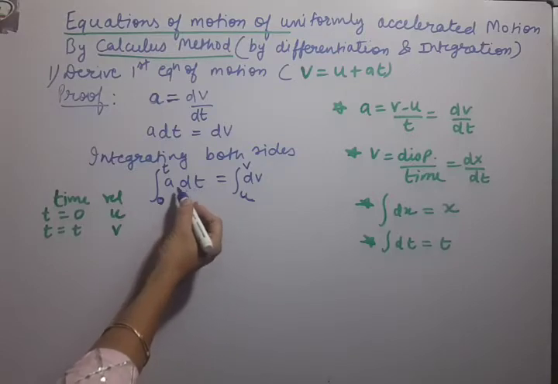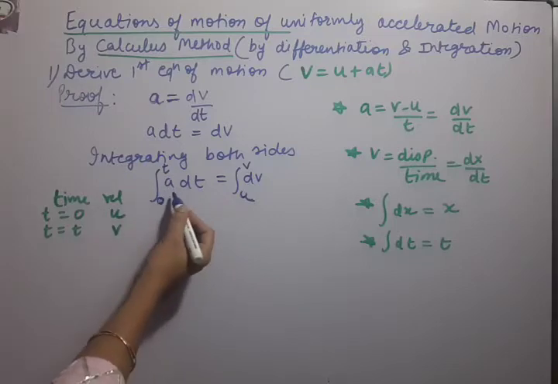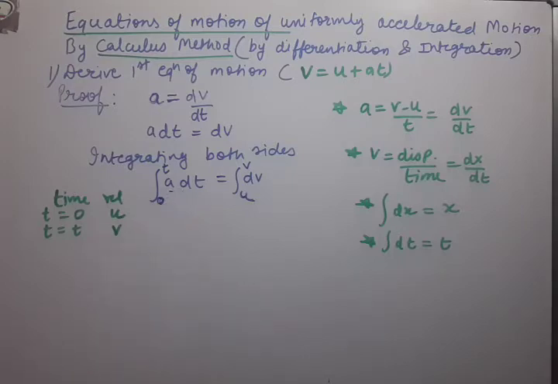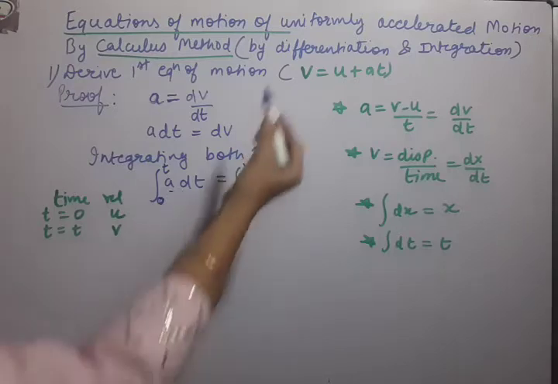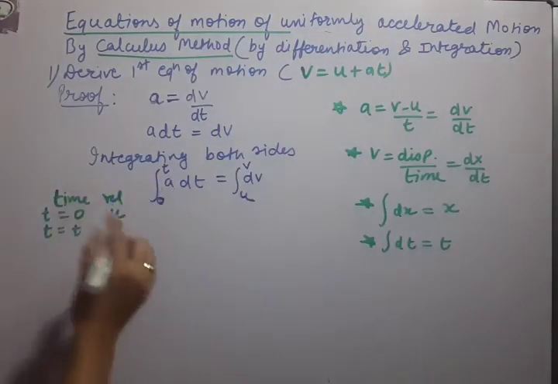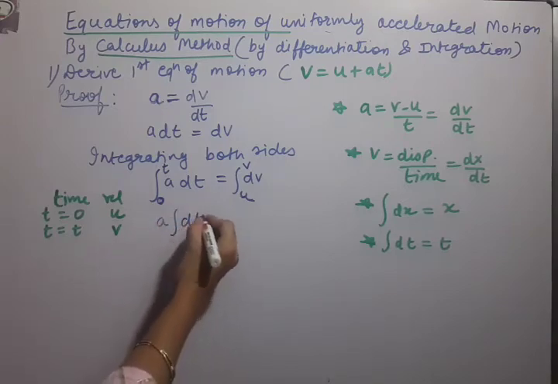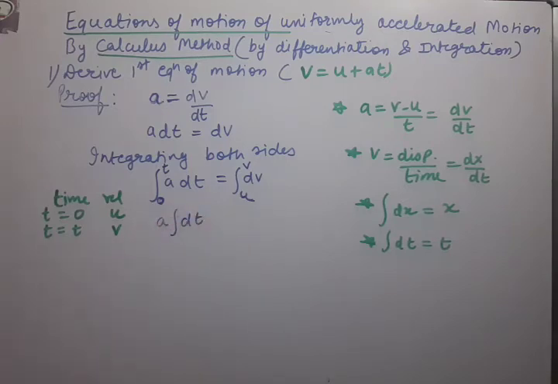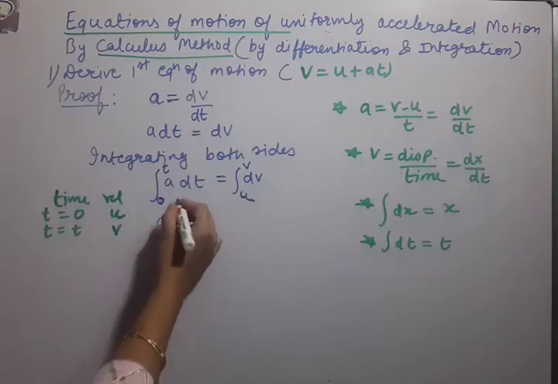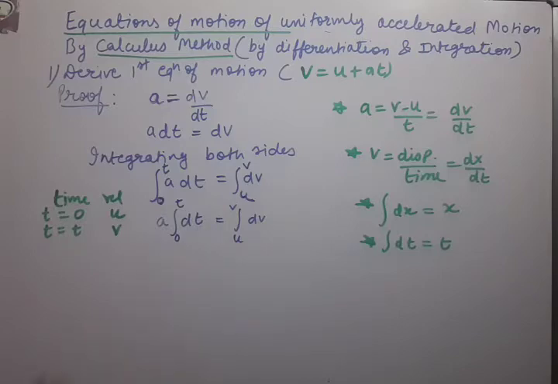So students, other than time, if anything is there and if that is constant, we can take it out. So is acceleration constant? Yes, because we are doing uniformly accelerated motion. In that, acceleration a remains constant. So we can take a out. Now inside the integration only dt is remaining with the same limits 0 to t. Here the same thing will go on, u to v dv.